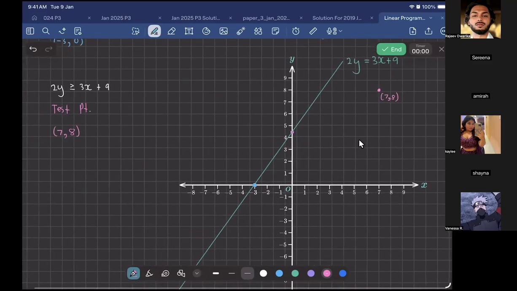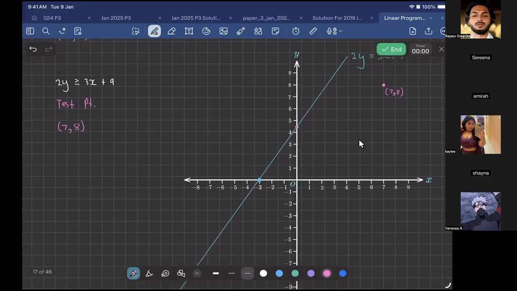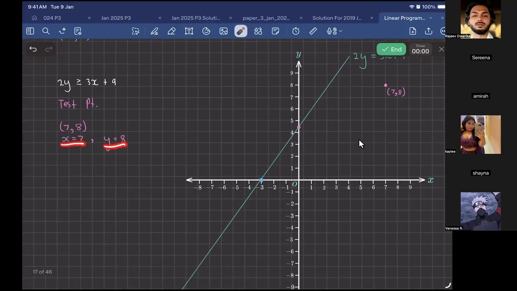Right, 7, 8 would be over there. Awesome. So if you're using 7, 8, what is the x value and what is the y value? X is 7 and y is 8. Right, so this is what you're going to do. We are going to put 7 and 8 into this, but leave out the sign in the middle. Leave it out for now.